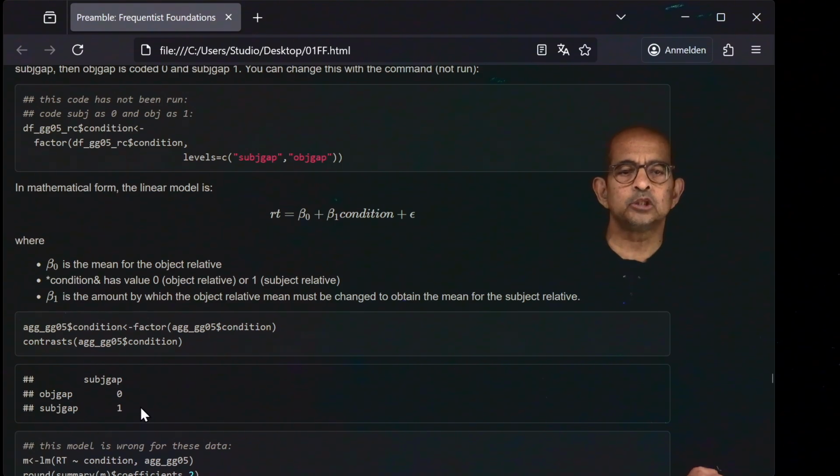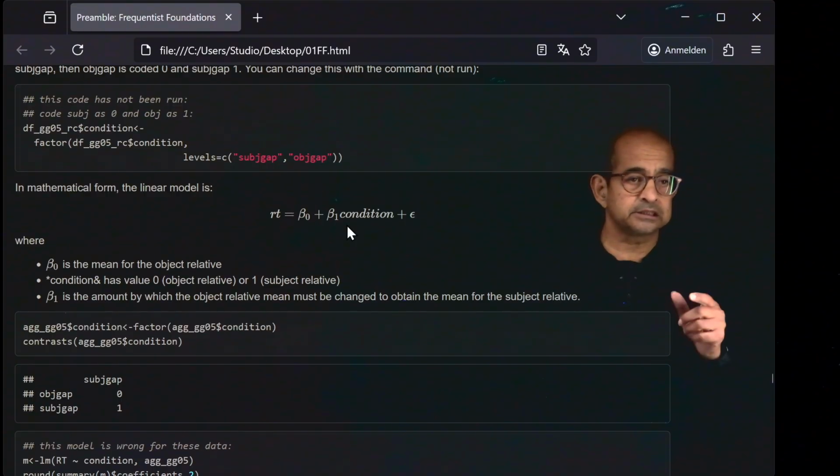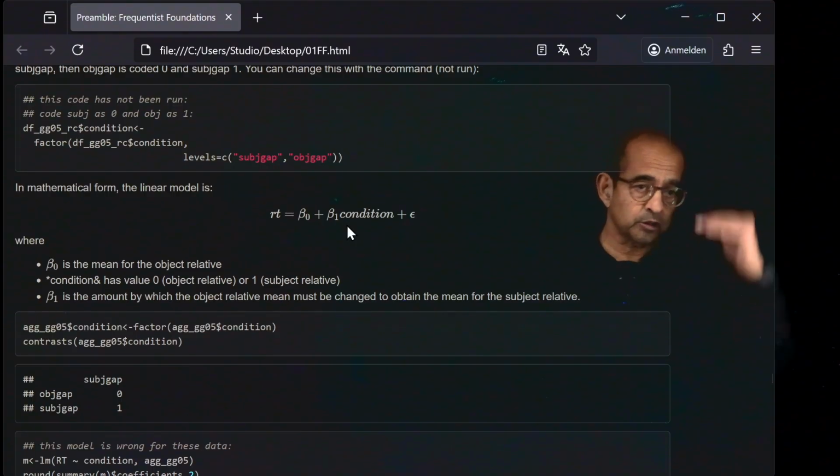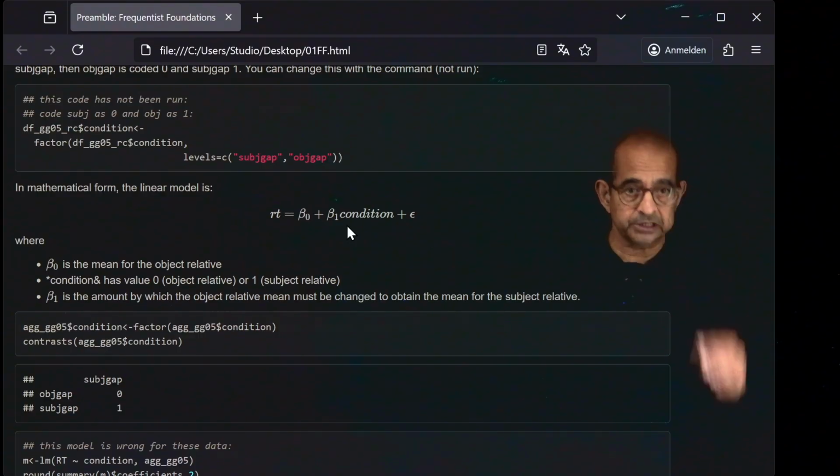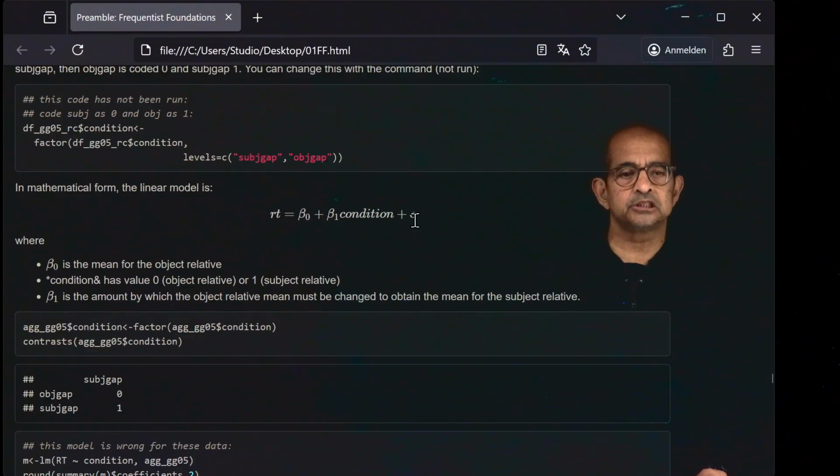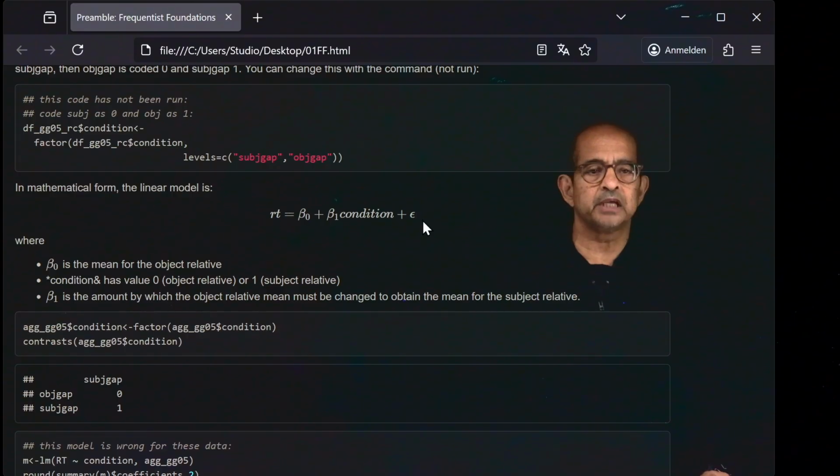So with this 0, 1 treatment contrast coding, the model looks like this, right? So the dependent variable is reading time. I have an intercept. There's a slope multiplied with either 0 or 1, depending on which level of the factor we have in every row of the data frame. And then there is a residual term, which is assumed to be normally distributed with mean 0 and standard deviation sigma, which is a parameter that we have to estimate.